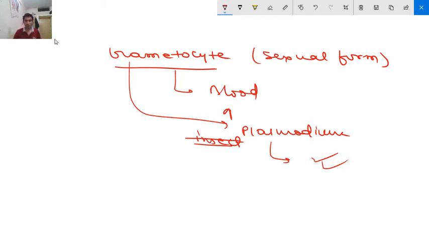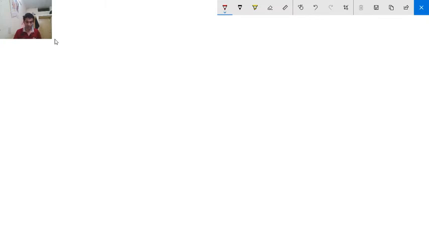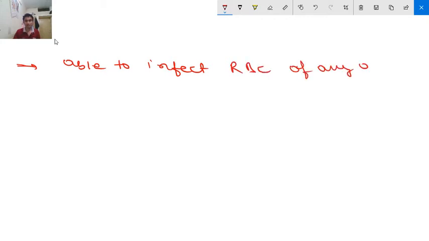Clear? Now coming to some important characteristics of Plasmodium falciparum. Why is Plasmodium falciparum so dangerous? So there must be some important characteristics which are associated with Plasmodium falciparum. So the first important point is that it is able to infect RBCs of any age. Okay, this species is able to infect RBCs of any age. Clear? Now it can also cause infected RBCs to clump together. It is known as rosette formation.